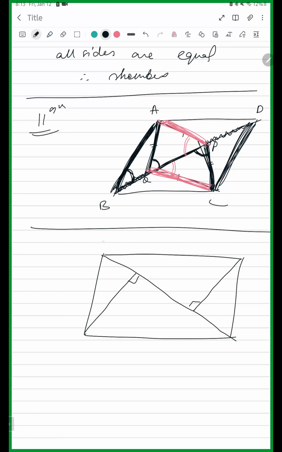This is DC. This is P and Q. You have to show that triangle APB is congruent to triangle CQD. CQD is this one. So what can we use? Since this is a parallelogram, this side is equal to this side.